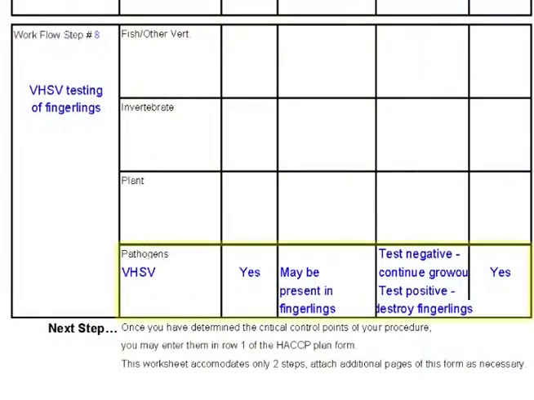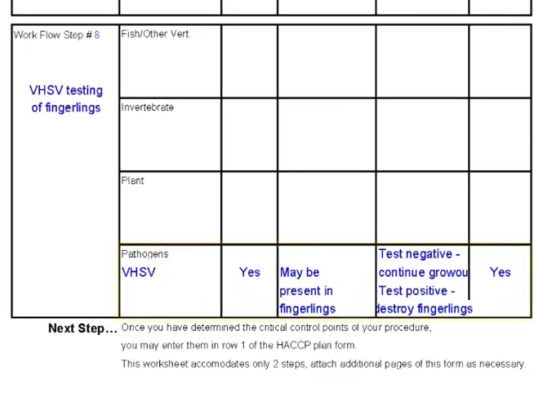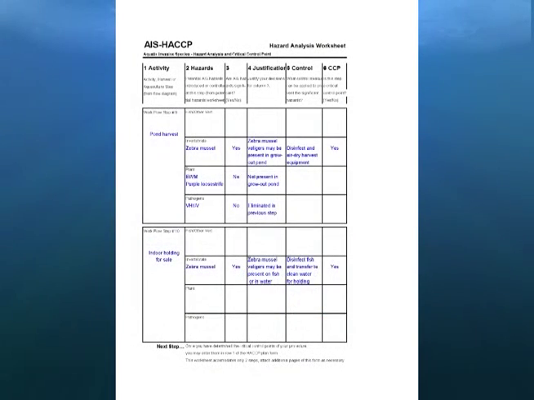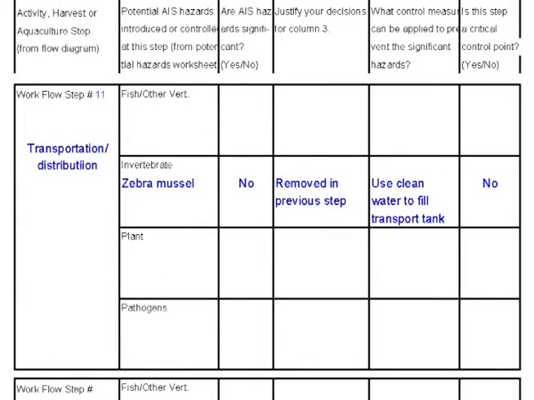In Step 8, we see test results for VHS that determine whether the fingerlings can continue with grow-out or be destroyed. This is certainly a critical control point. Steps 9 and 10 include disinfection procedures that are critical control points. And finally, in Step 11, we see a control point to reduce the risk of spreading zebra mussel veligers, but we do not consider this control critical.